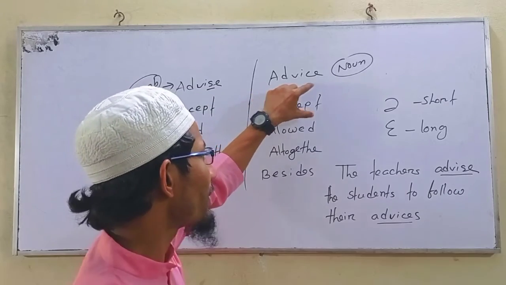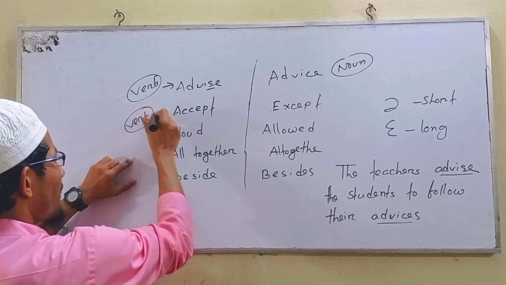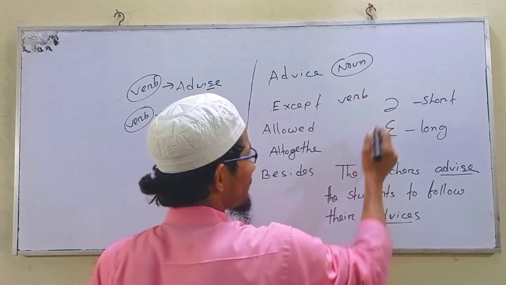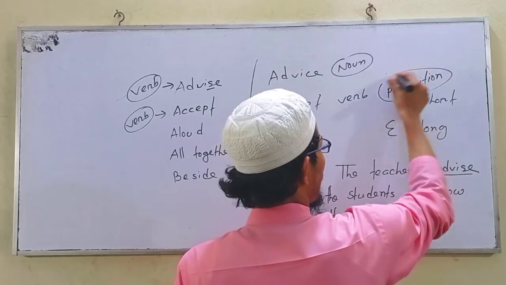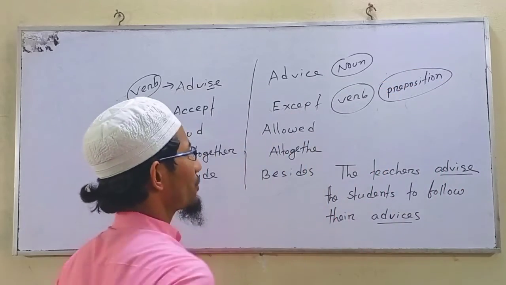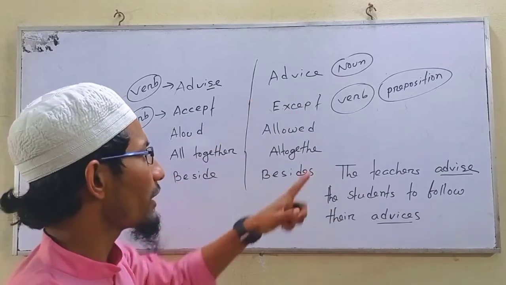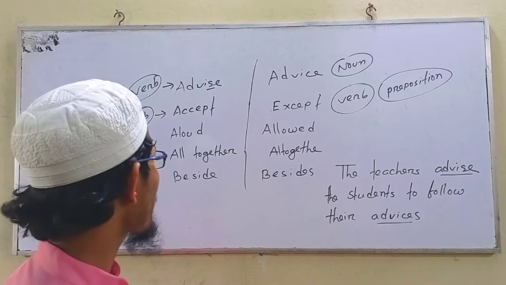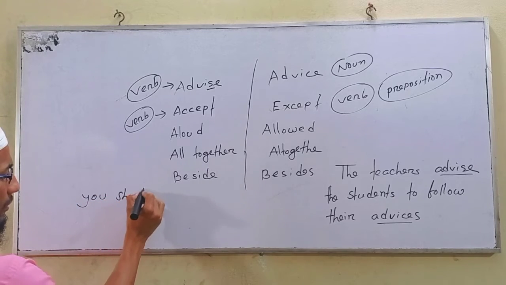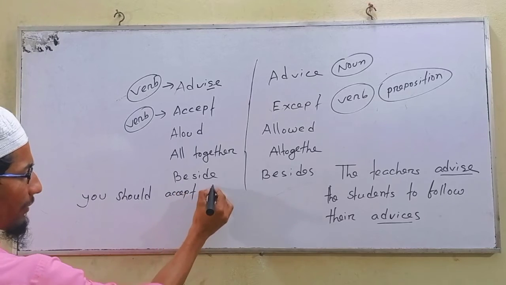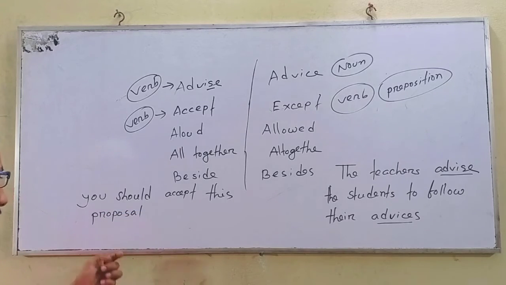This is a verb, this is also a verb, but this is a preposition. That means here it's a verb. It's also a verb, but this is a preposition. It means to receive anything. To receive. Except means not included anything or without. For example, if I say accept, you should accept this proposal.